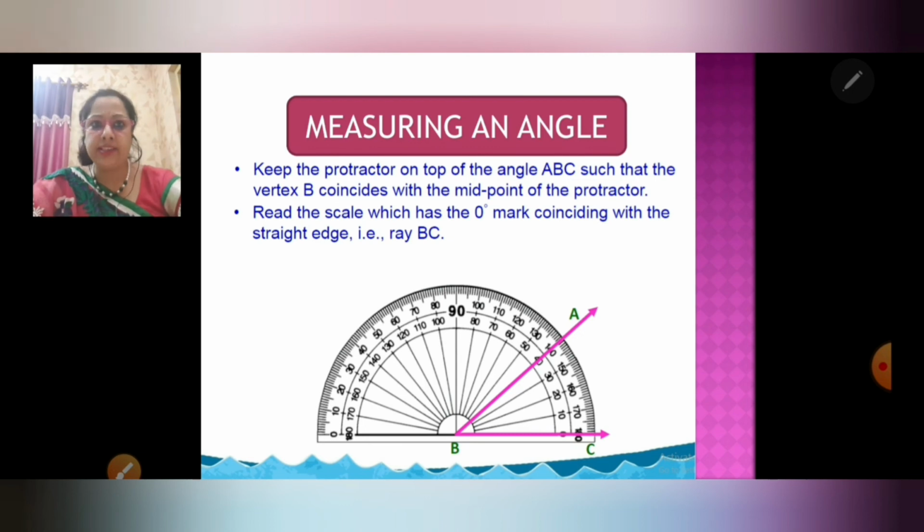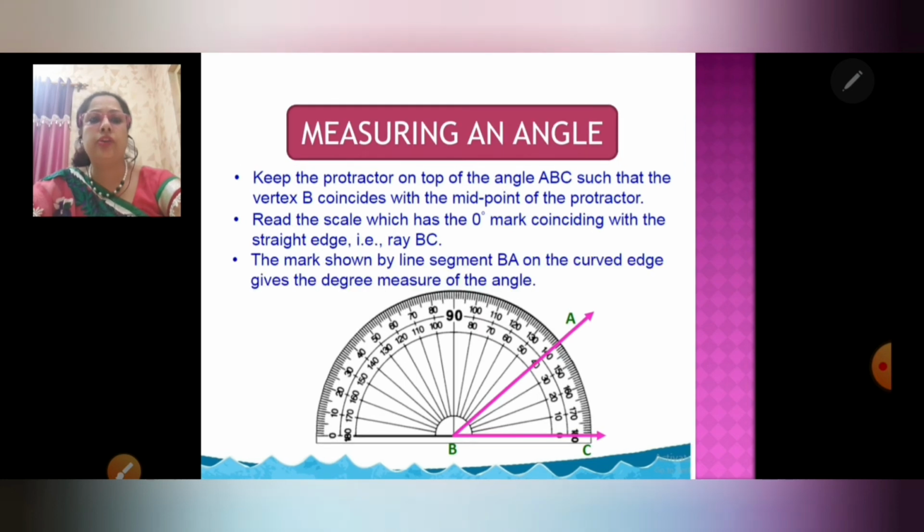The next step is read the scale which has the 0 mark coinciding with the straight edge, that is ray BC. So here it coincides with the ray BA and we have got a 40-degree angle.